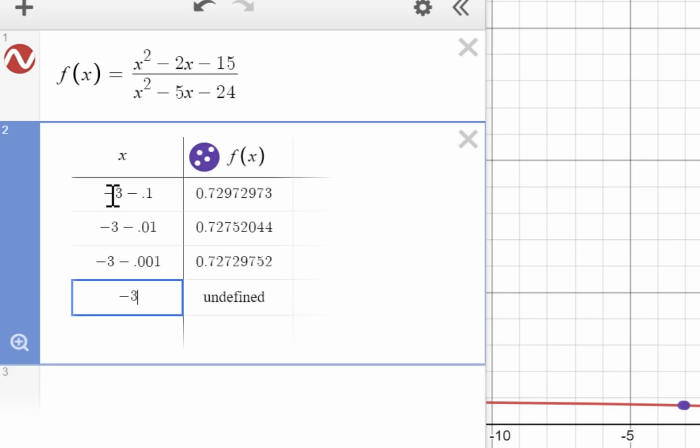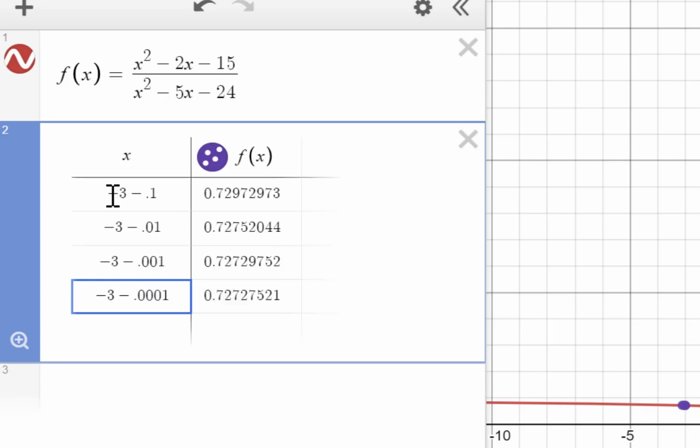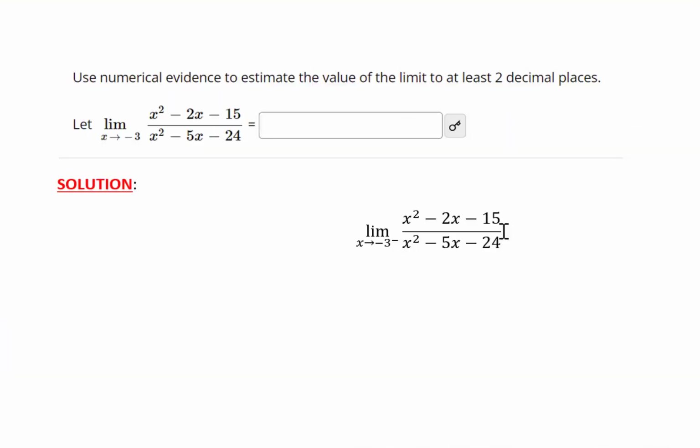So I'm starting at -3 and I'm subtracting a little bit because we're looking at the left-hand limit as x approaches -3 from the left. Now you see, as you get closer and closer to -3 from the left-hand side, the y values seem to be approaching approximately 0.727. So now we can conclude that the left-hand limit of this function as x approaches -3 from the left is approximately 0.727.